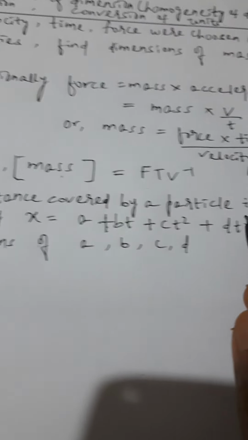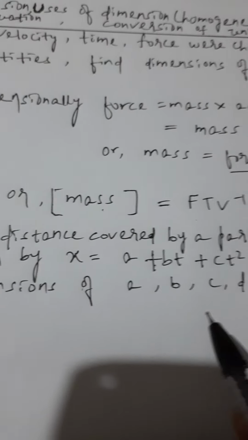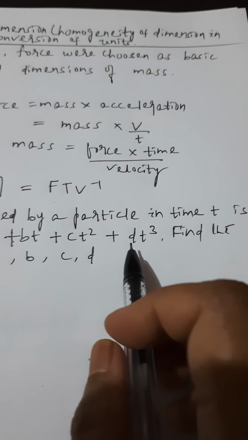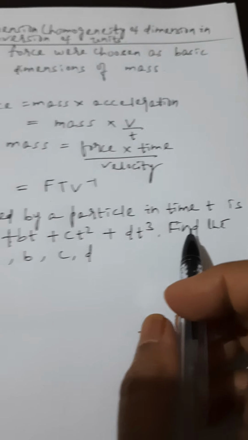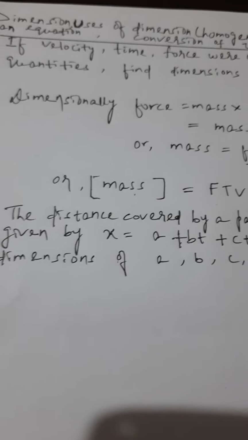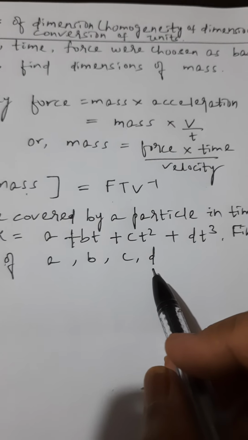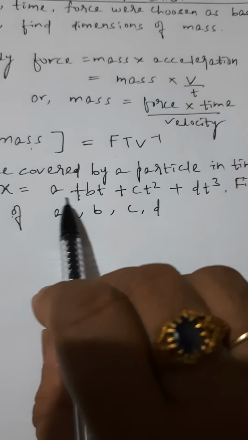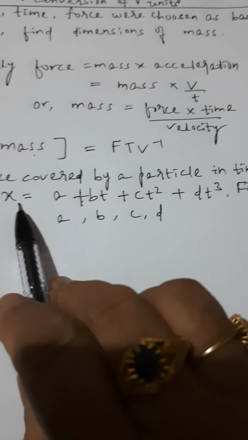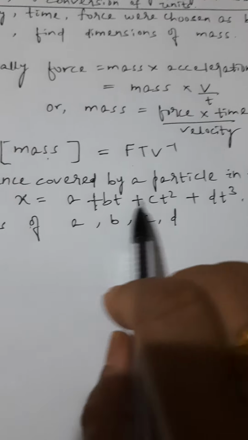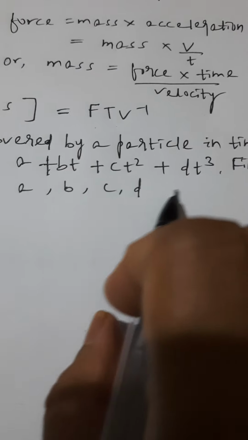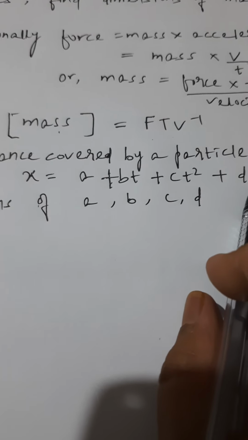Next, the distance covered by a particle in time t is given by x is equal to a plus bt plus ct square plus dt cube. Find the dimensions of a, b, c, d. In this given equation, there are 5 terms, so all of them should have the same dimensions.